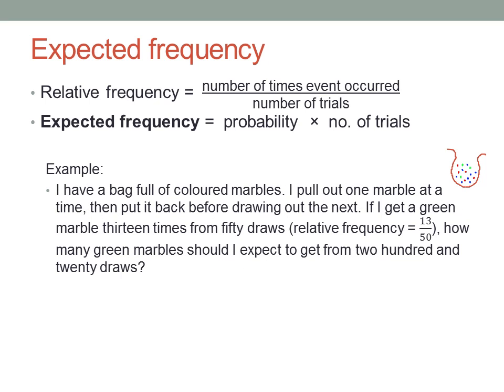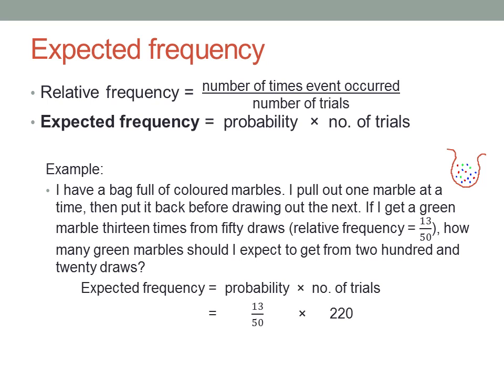Or our second example, the bag of coloured marbles. I got a green marble 13 times from 50 draws, so the relative frequency was 13 out of 50. How many green marbles should I expect to get if I make 220 draws? The expected frequency is the probability multiplied by the number of trials. That's 13 over 50 times 220. You might want a calculator. I need to round off my answer here to make sense in the context of the question. I would expect to pull out a green marble around 57 times.